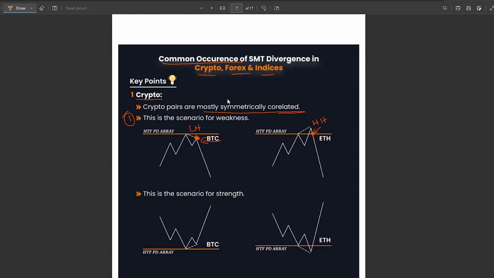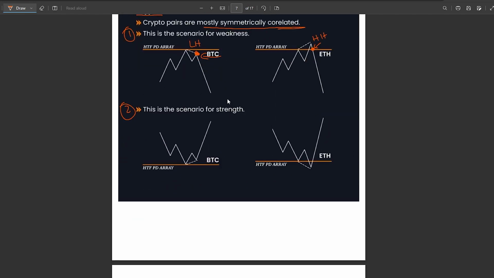And what would be the higher time frame PD arrays? This could be the fair value gaps, order blocks, and equal lows and equal highs, structural lows and structural highs, which we have studied many times in the previous video. The second type of symmetrically correlated SMT divergences that can occur in the crypto market are for strength.